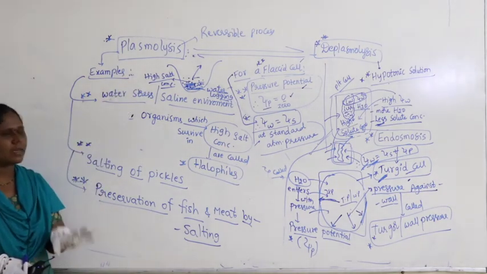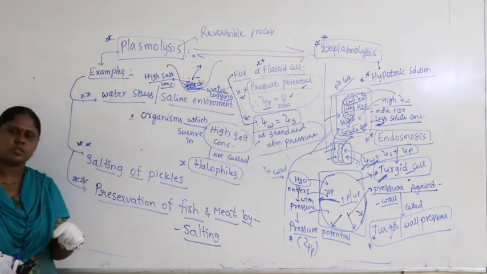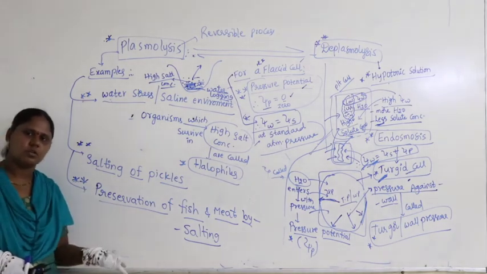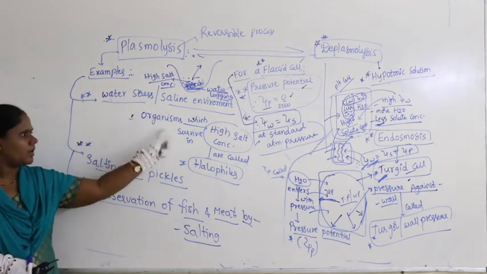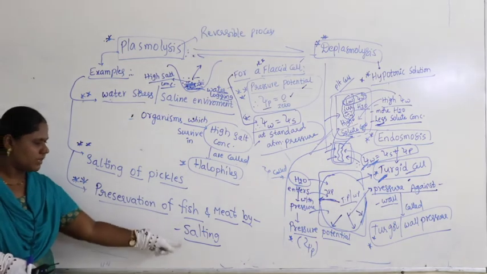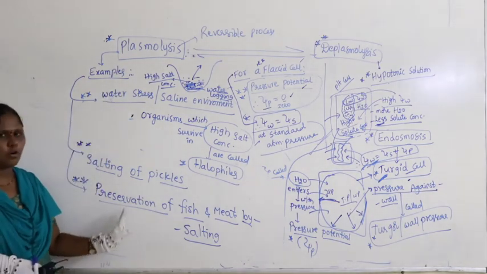Guys, I hope you got it very clearly. Plasmolysis occurs in hypertonic solution, exosmosis, pressure potential zero, flaccid cell, water potential is equal to solute potential. Examples: water stress or saline environment, they are called halophiles. Salting of pickles, preservation of fish and meat by salting, all three are examples of plasmolysis. I hope you got it clearly, right?